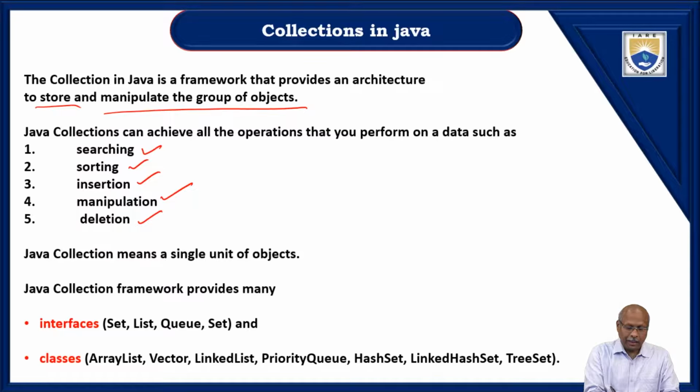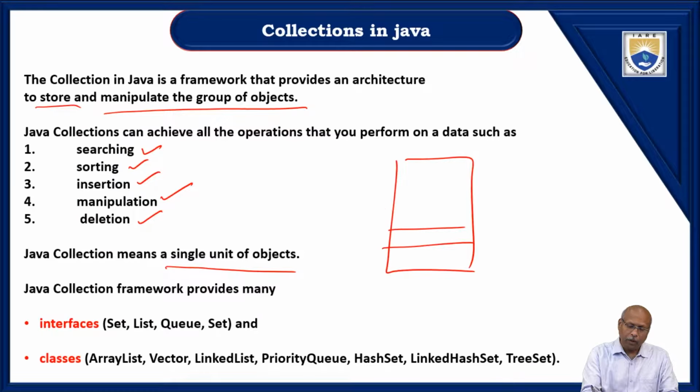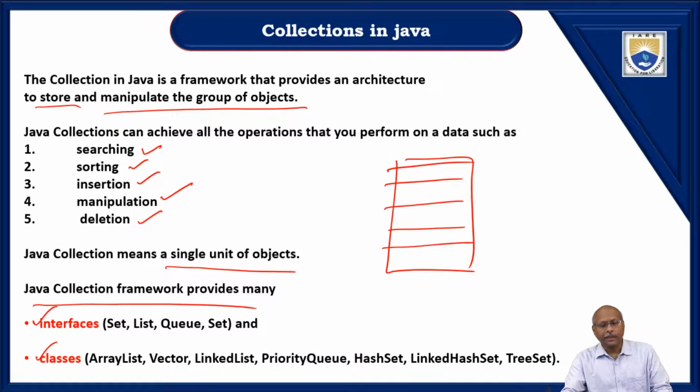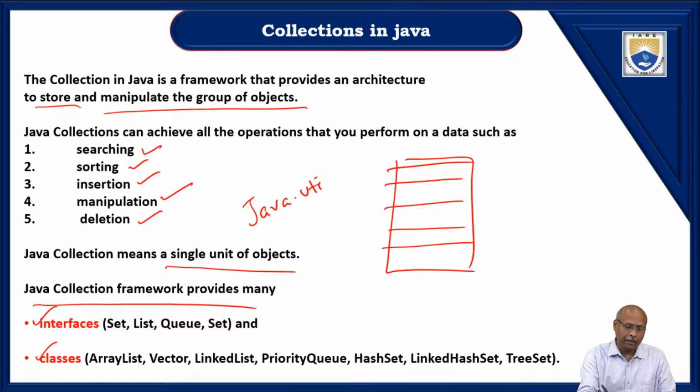Java collection means a single unit of objects. That means in a single place you can store a group of objects. So this collection is also one type of array where you can store a set of items. The Java collection framework provides a set of interfaces as well as a set of classes. The collection-related classes and interfaces are available in a special package called java.util package. Under this util package you will find the collection framework.